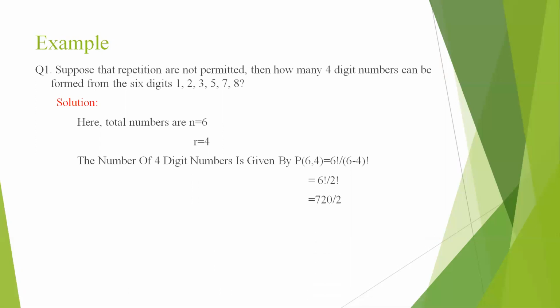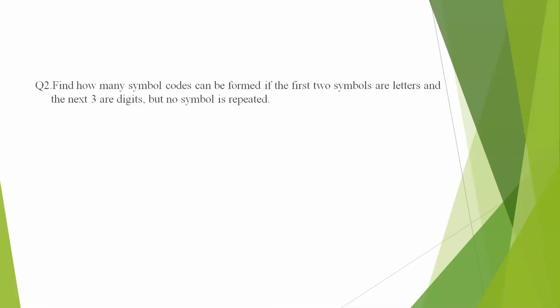6 factorial is equal to 720 and 2 factorial is equal to 2. So 720 divided by 2 is equal to 360. So there are 360 ways we can form the 4-digit number. In the second example, find how many symbol codes can be formed if the first 2 symbols are letters and the next 3 are digits, but no symbol is repeated.